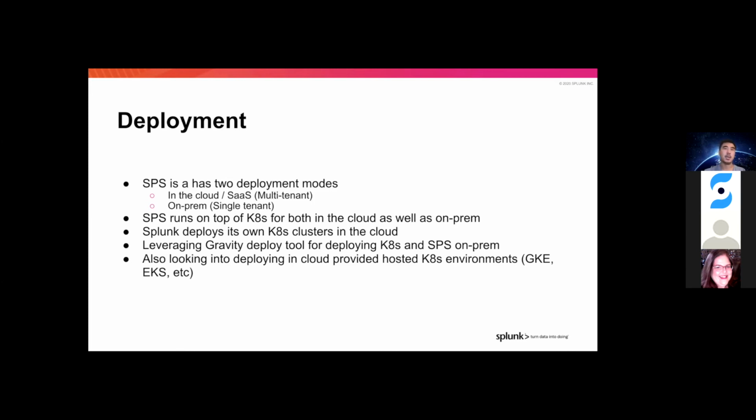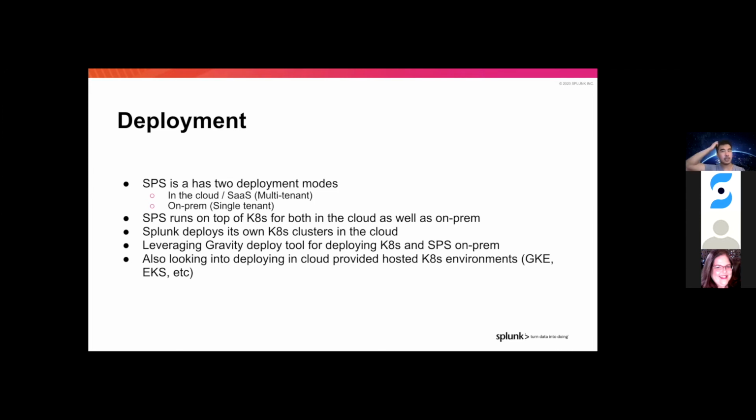We can assume that there is Kubernetes, and then we can basically deploy on Kubernetes. But how we're deploying on Kubernetes is a little different in the cloud than on-prem. In the cloud, we have a Kubernetes team that deploys our own Kubernetes version on VMs. And for on-prem, we're leveraging a tool called Gravity to deploy Kubernetes onto raw machines, and then we can spin up SBS on top of that as well.